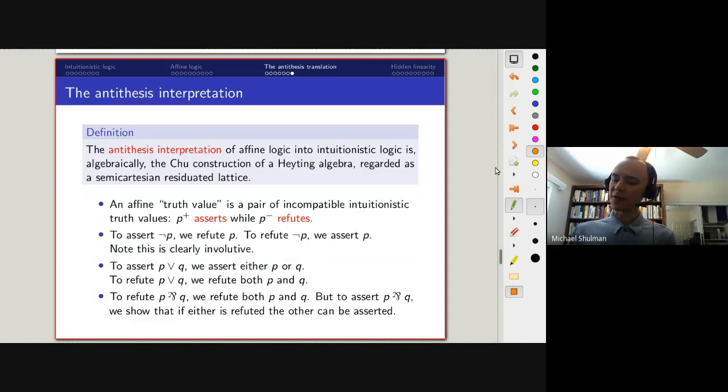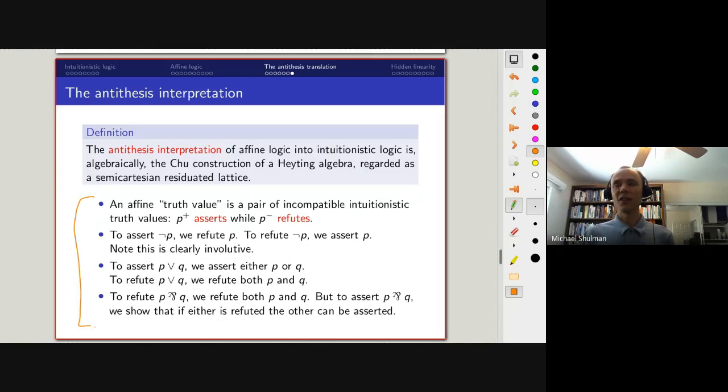So I sort of ended up saying that in words on the last slide, but here's a description of it. And when I say the antithesis interpretation, what I mean is this interpretation or translation of affine logic into intuitionistic logic that acts like this Chu construction on algebraic representations. So we have a Heyting algebra in propositional intuitionistic logic. We regard it as a residuated lattice, and then we make it into a Girard algebra through this Chu construction.